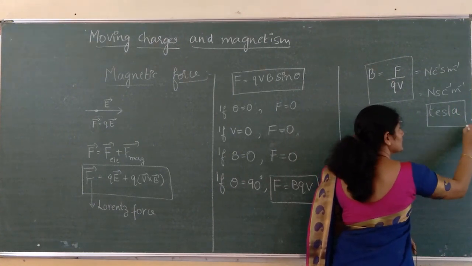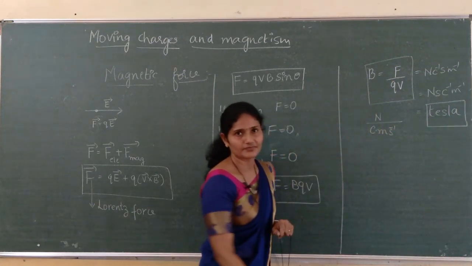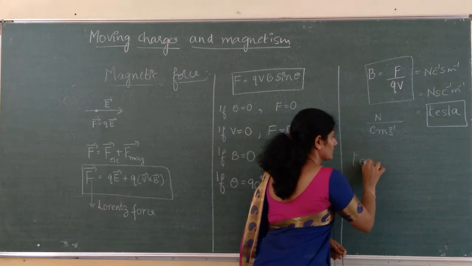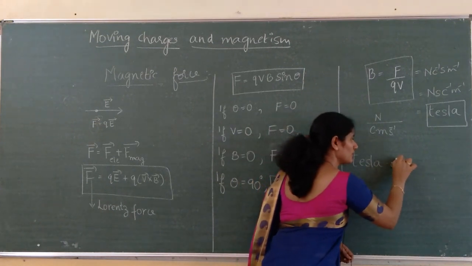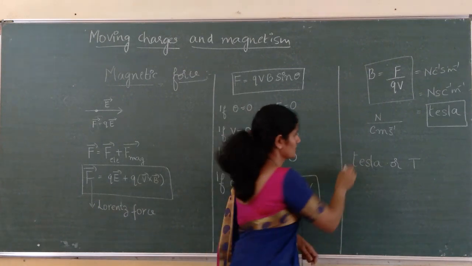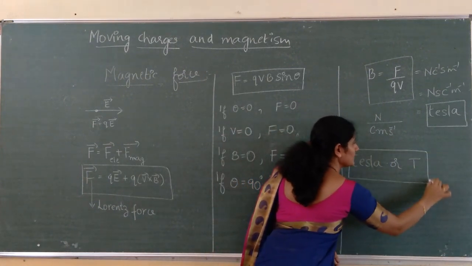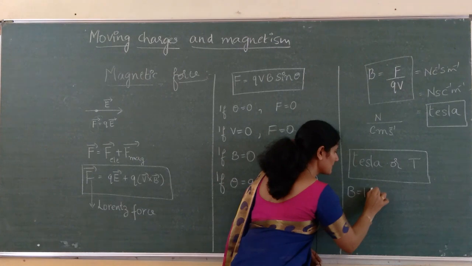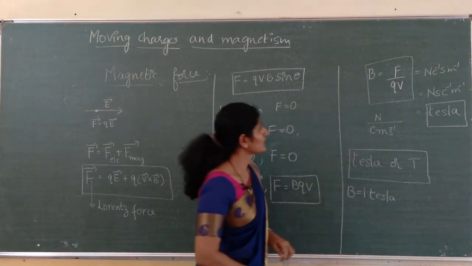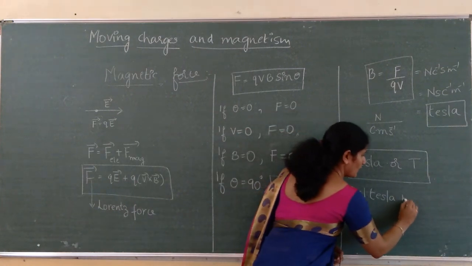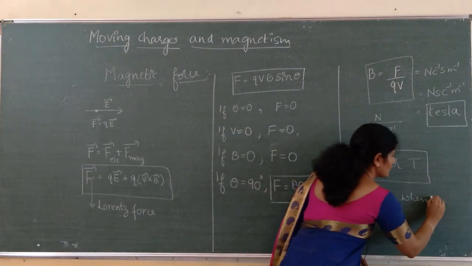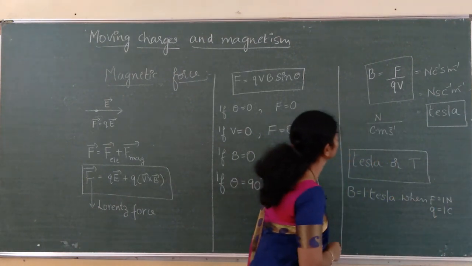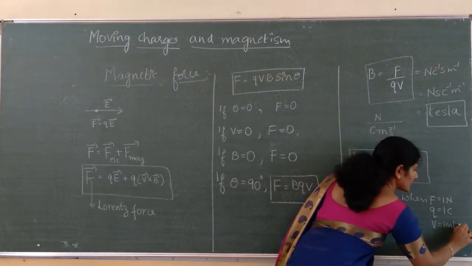So, SI unit of magnetic field is Tesla. Either you have to write like this or like this, Tesla, and it is represented by capital letter T. When B is said to be 1 Tesla, B is equal to 1 when F is equal to 1 Newton and Q is equal to 1 Coulomb and V is equal to 1 meter per second.